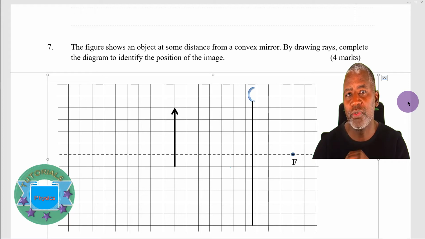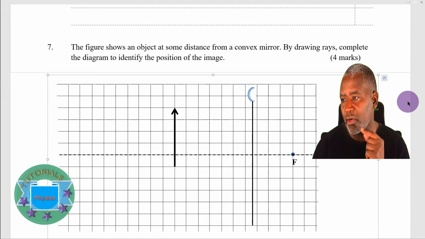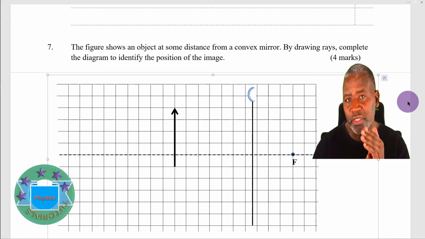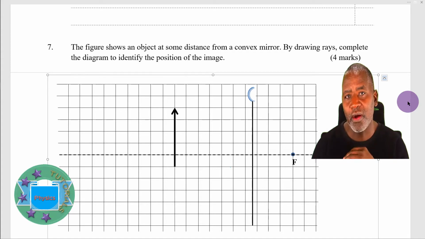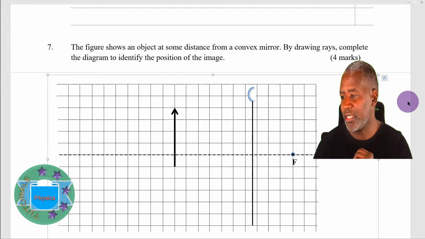Hello and welcome to this video where I'll explain to you step by step how you construct a ray diagram in a convex mirror in order to obtain the position and even the nature of the image. Let's do this by looking at this question.